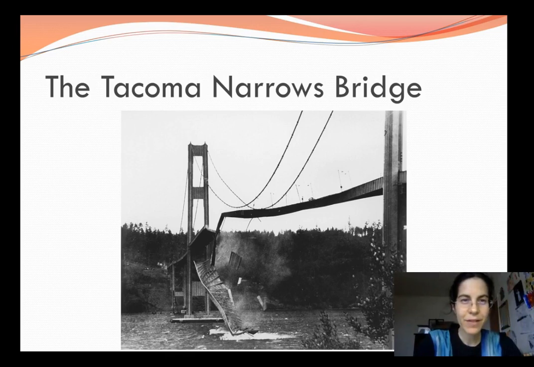Next example of physics in action, the famous Tacoma Narrows Bridge. It was bigger, better, grander than the Golden Gate Bridge. It was the most amazing bridge in the country. It was the 9th wonder of the world, and it stood for 3 months before it collapsed in a gale. What happened to the Tacoma Narrows Bridge?